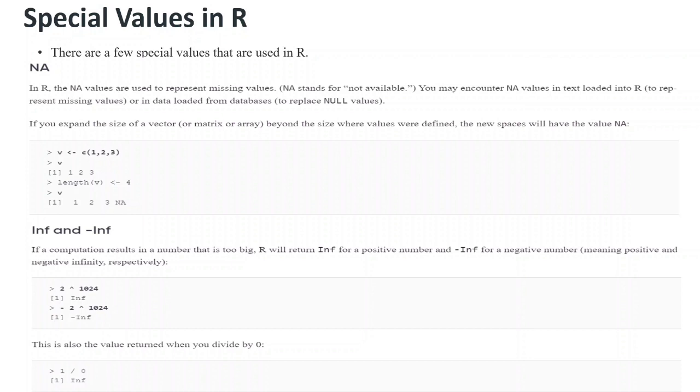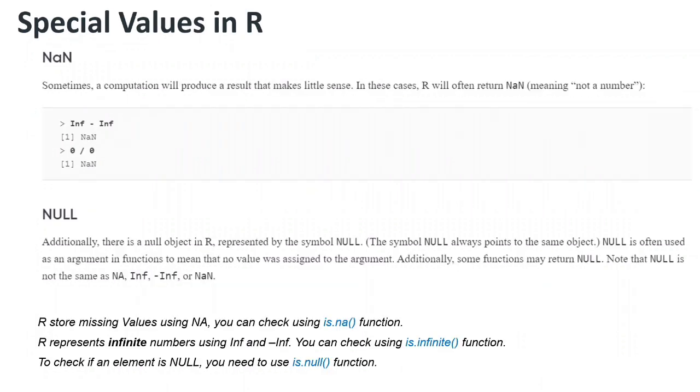The third special value in R is NaN, not a number, which you may have encountered in other programming languages as well. Not a number is used when something is unrepresentable or undefined in a computer, or cannot be computed. That is a value that is not a number.